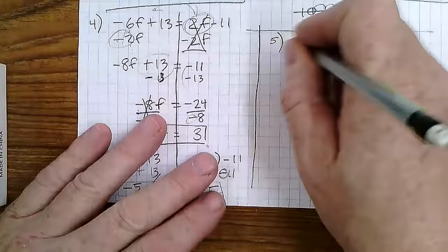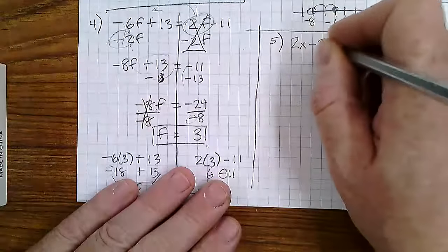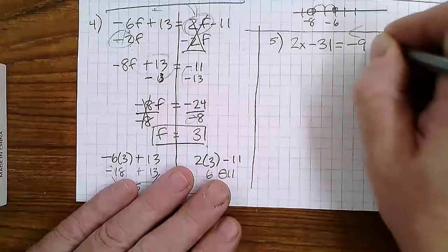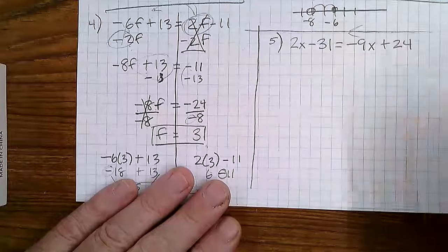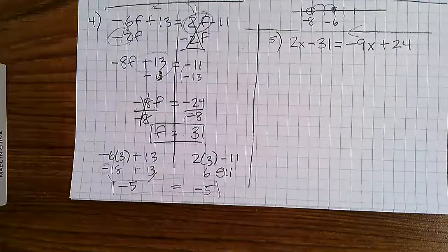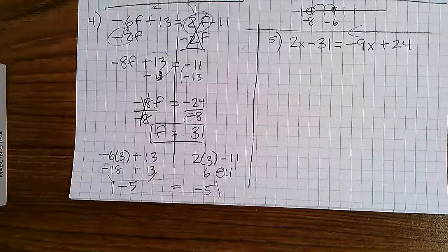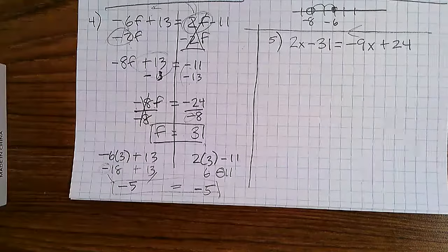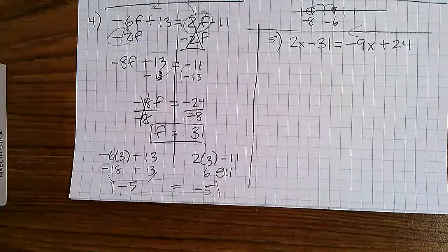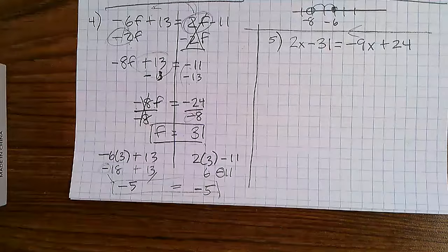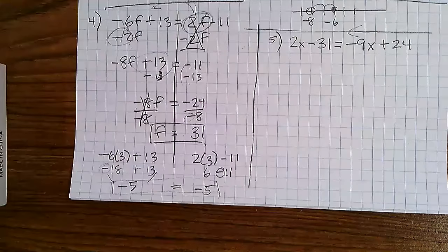So we're going to do 2x minus 31 equals negative 9x plus 24. Right? 2x minus 31 equals negative 9x plus 24. So again, think about what do you see? You can usually tell what you're going to do by looking at, first of all, what do I have on the left? What do I have on the right? And you know you're ready to start moving things around when you have 2 or fewer terms on each side. And I have 2 terms on each side. So that means I can start moving things across the equal sign.